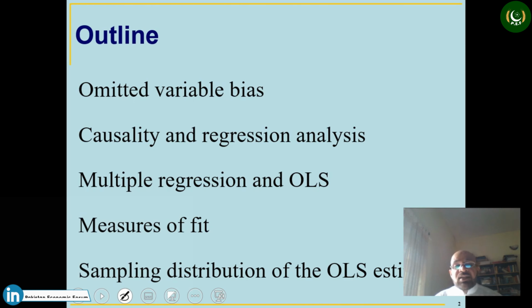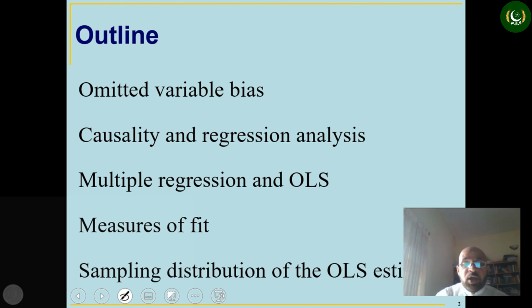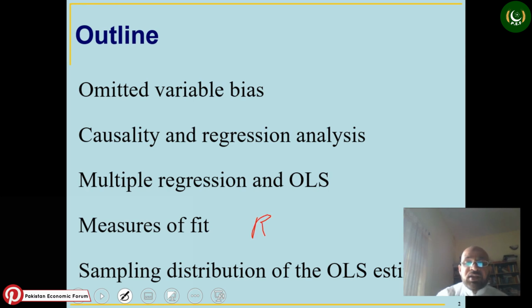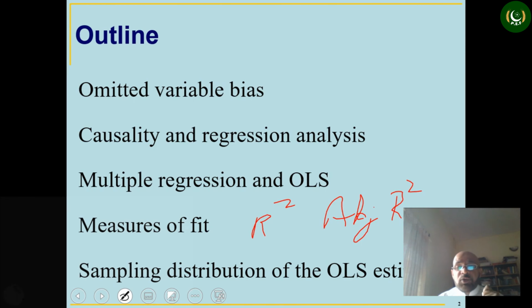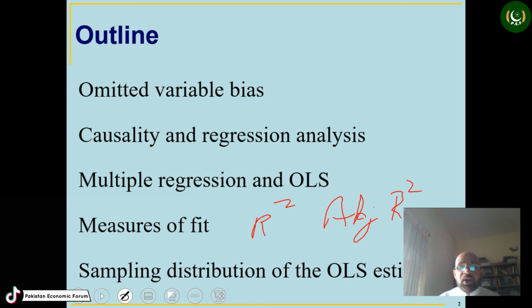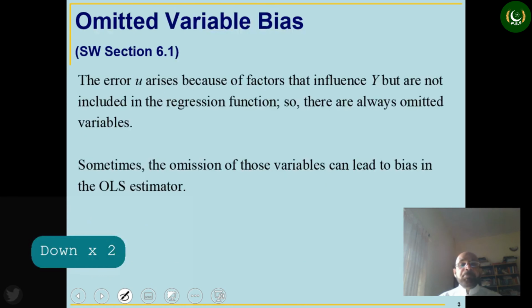Multiple linear regression and estimating it by OLS. What is R square? What is adjusted R square? We'll discuss adjusted R square. Why do we need adjusted R square? Why should we not rely solely on R square? The sampling distribution of the OLS estimator we have already discussed in Chapters 4 and 5. That's more or less the same.